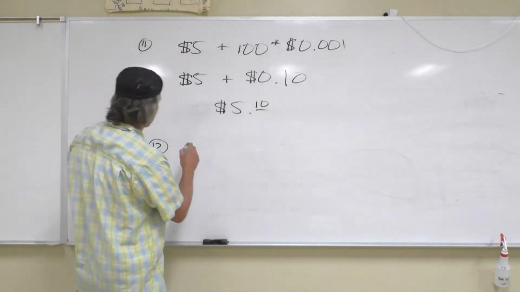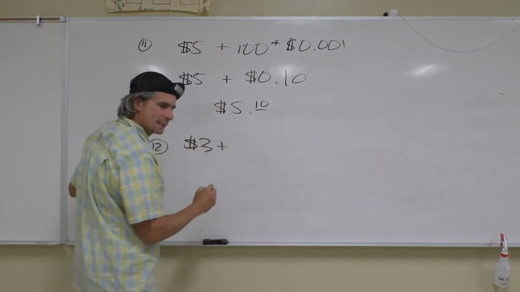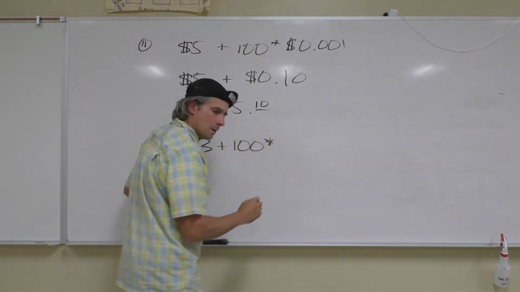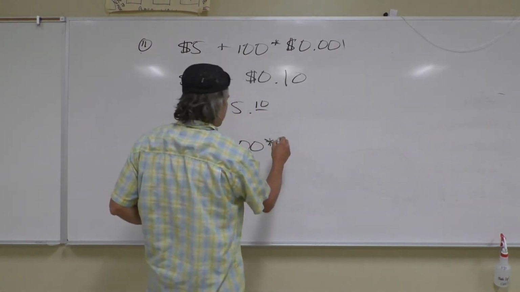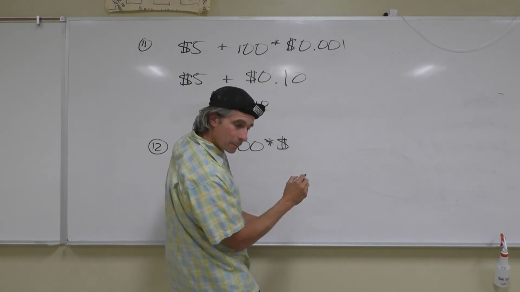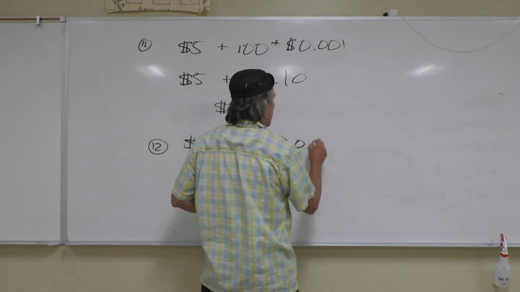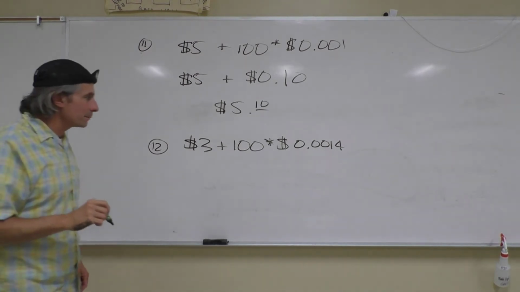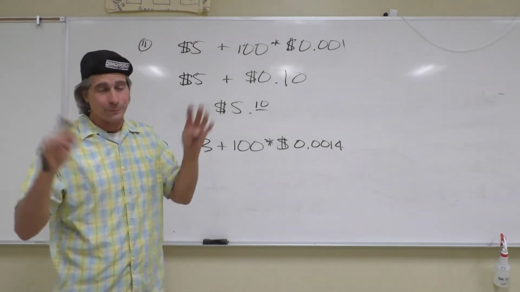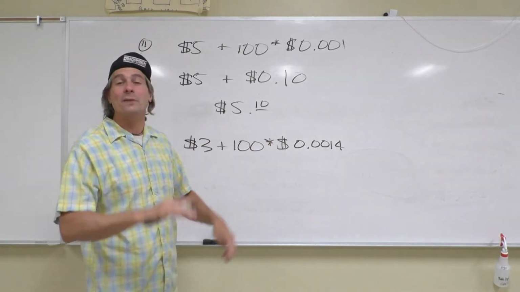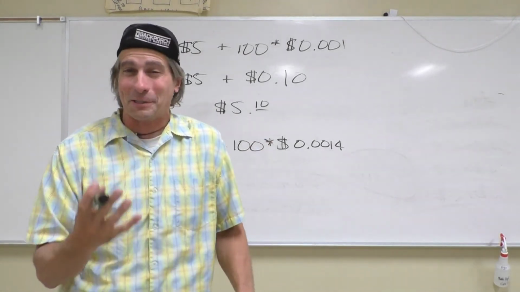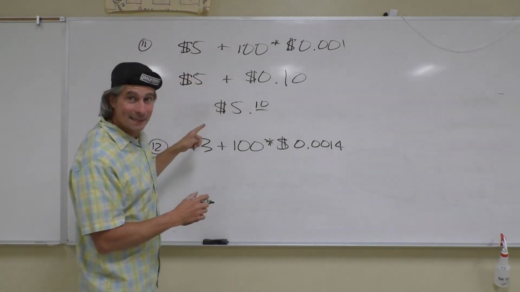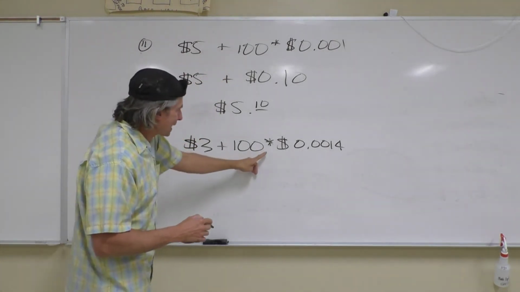12, $3, yep, plus 100 times 0.0014, so, excuse me, 14 ten-thousandths of a dollar, which, don't even try to say it. I'm going to have a hard time saying it. But it's the same math. It's the same exact problem, right? Same exact problem. Multiplication has to happen first.